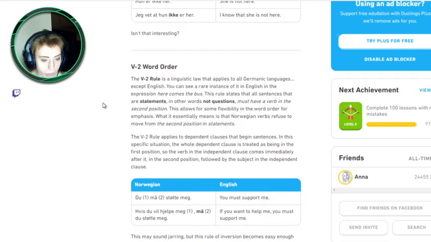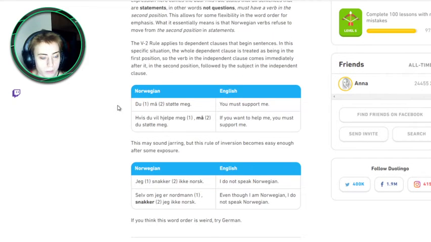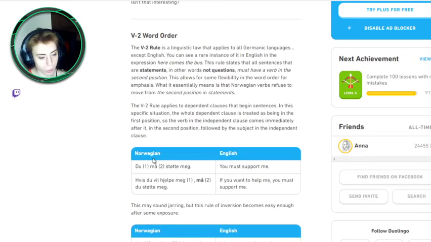This rule states that all sentences that are statements, not question sentences, must have a verb in the second position. I think this is what Games Mac was talking about the other day. The verb has to go in the second position. That allows for some flexibility in the word order for emphasis. So, in this sense, the first position is du, second position is må. So, the verb has to go in this place.